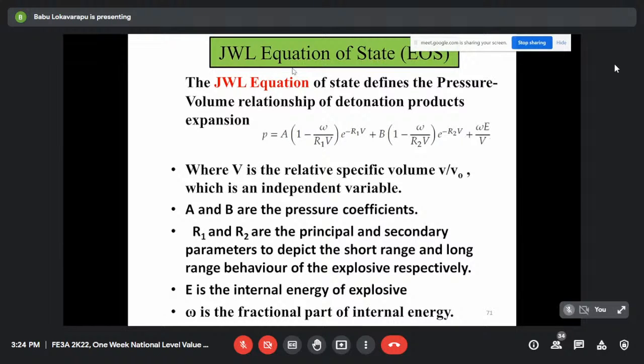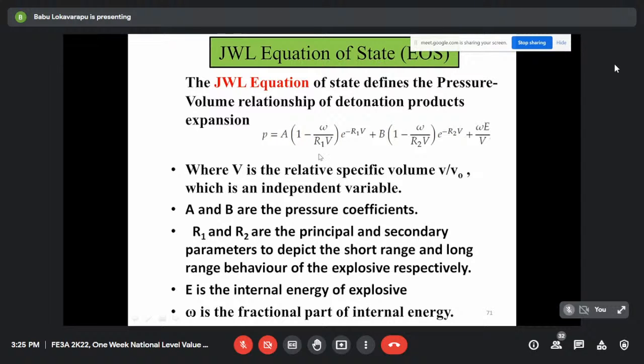The JWL equation of state is used for predicting the properties. Three persons developed this equation: Jones, Wilkinson, and Lee. They have proposed this relationship for the expansion of detonation products. Okay, a lot of parameters are there, and the parameters are also given. This is the equation proposed by them.